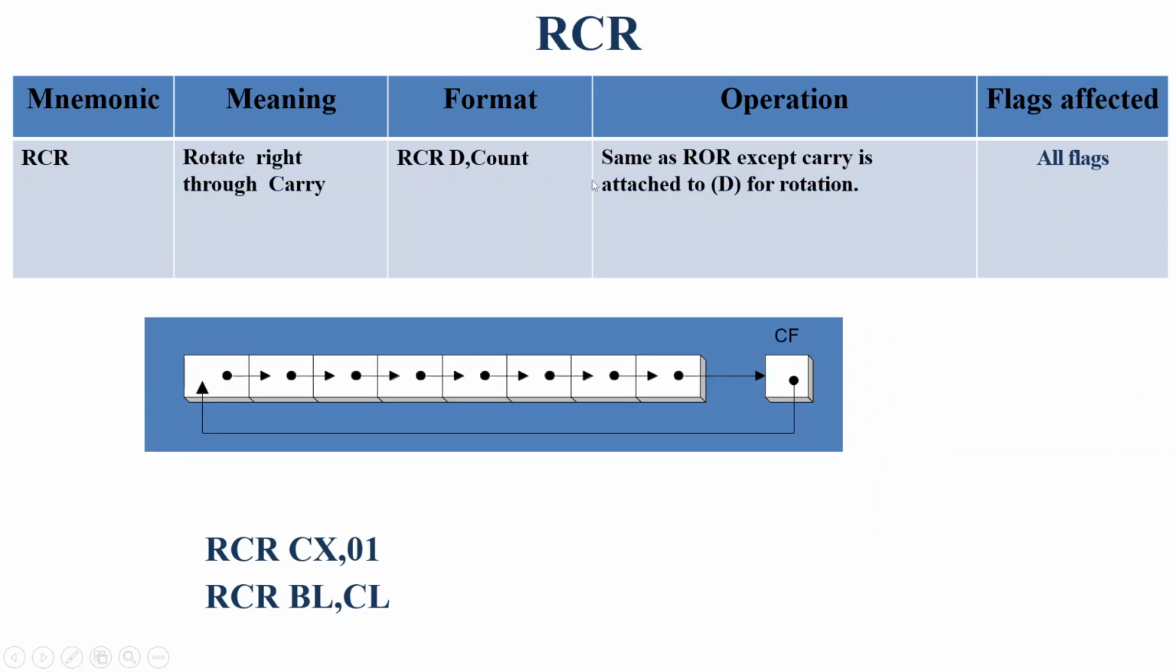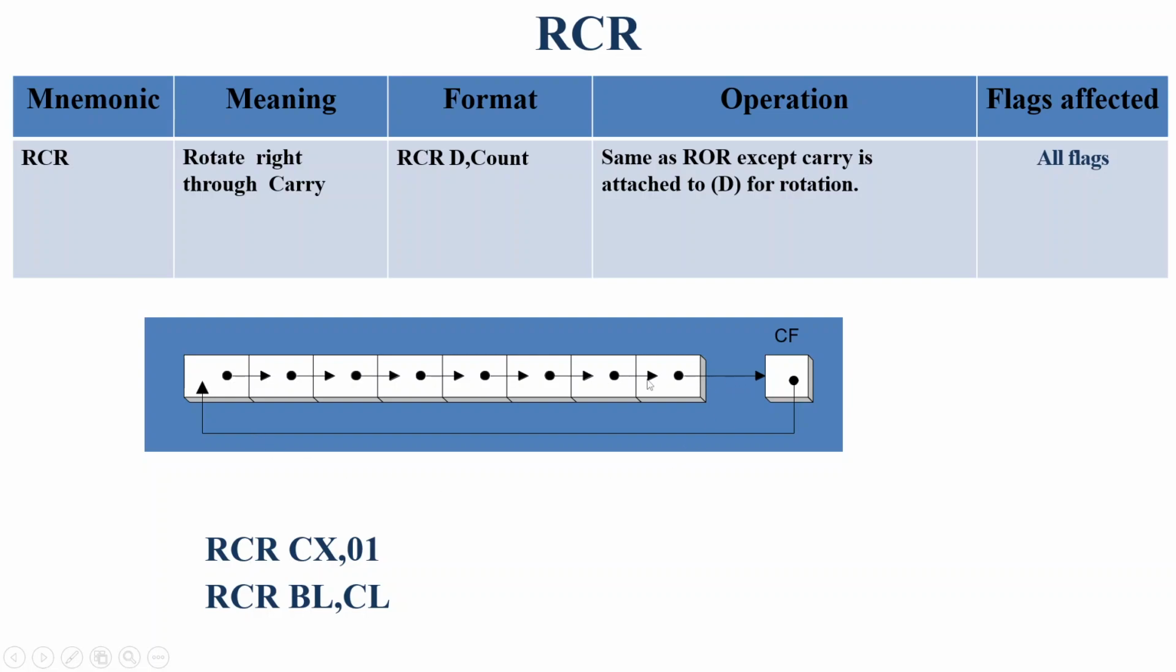The next one is RCR. What is meant by RCR? Rotate right through carry. The format for this instruction is RCR D comma count. It is the same as rotate right, but here we take the carry for the rotation. In this case also, all the flags will be affected.